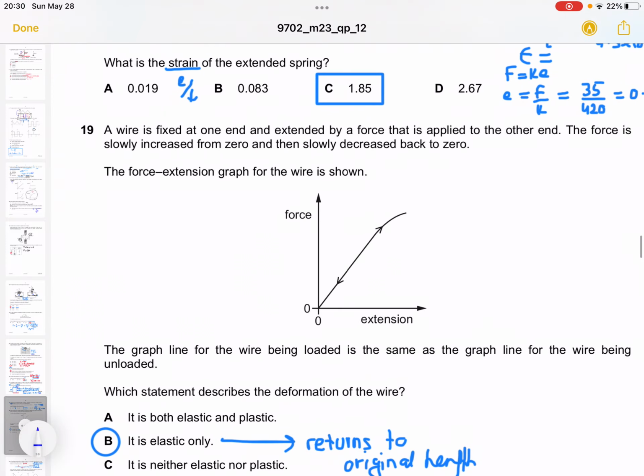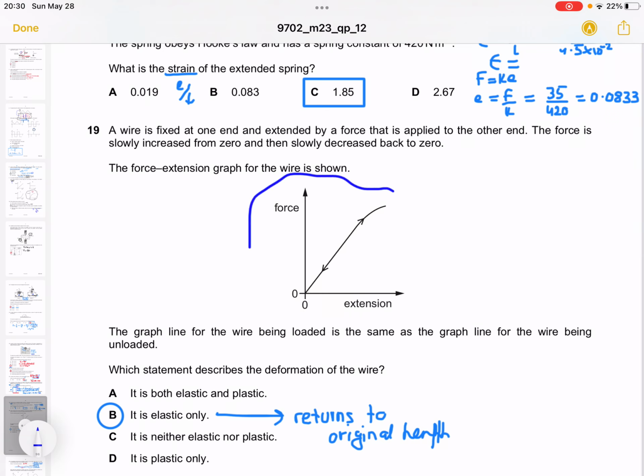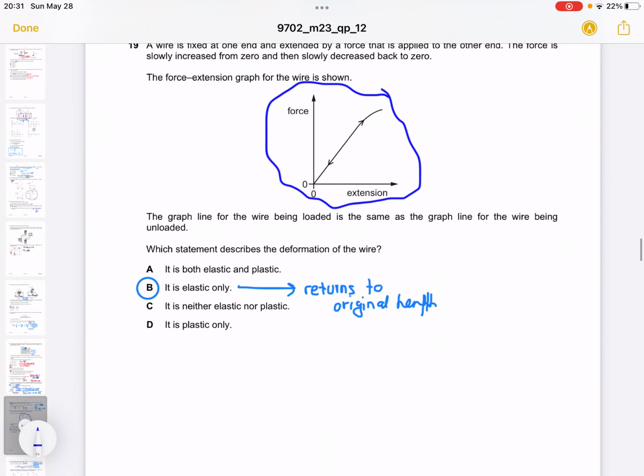Question number 19 says, what does the graph show about this? It shows that it is an elastic graph because Hooke's law is not being obeyed, yet the material comes to its original position. So it's an elastic graph. It is not plastic because there is no permanent deformation. So B is the proper answer.